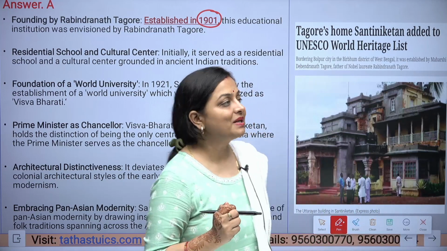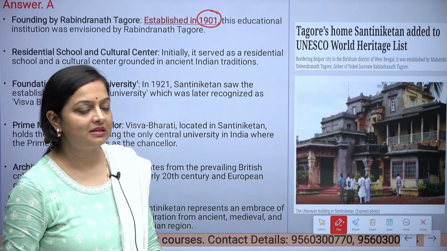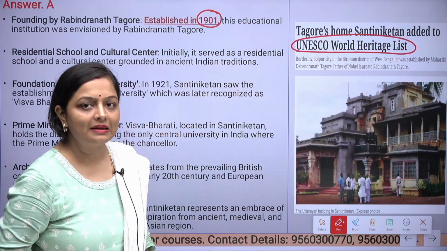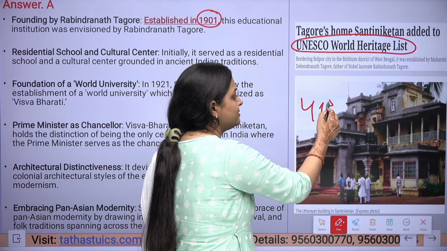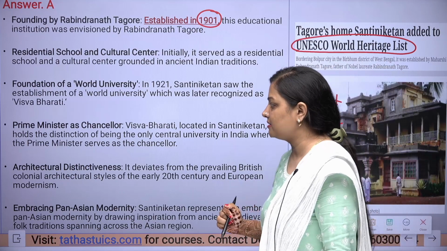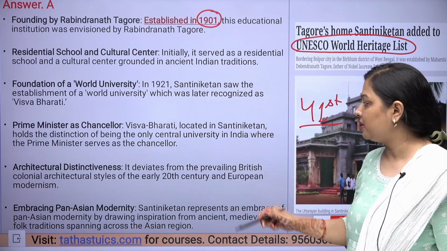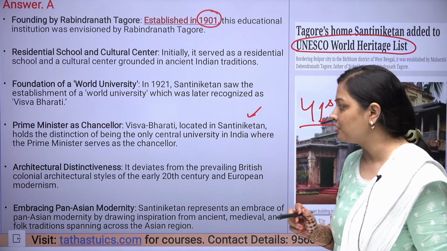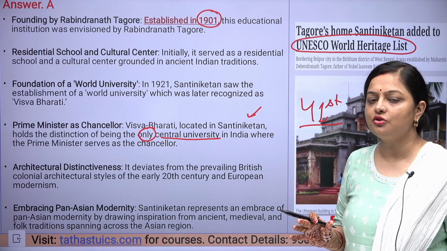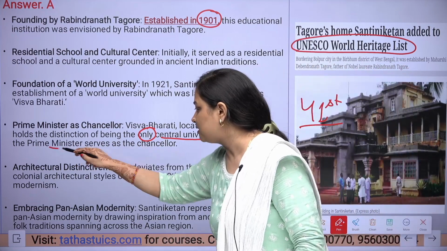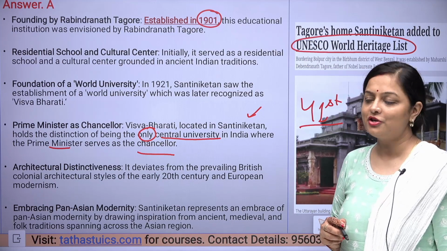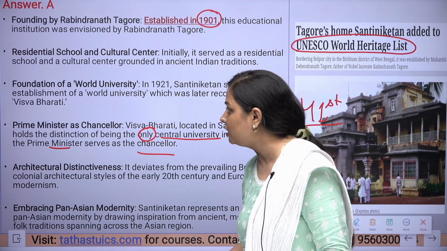Why a question based on this? Because recently Shantiniketan has been included in UNESCO's World Heritage Sites, and this is the 41st site to be recognized as World Heritage. Vishwa Bharati, which is located in Shantiniketan, holds the distinction of being the only central university in India which has the Prime Minister as its Chancellor, which is a really unique feature.